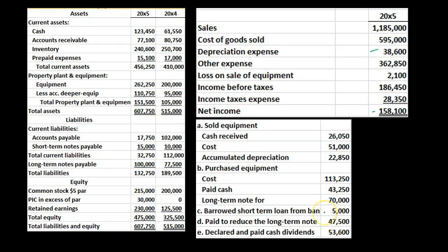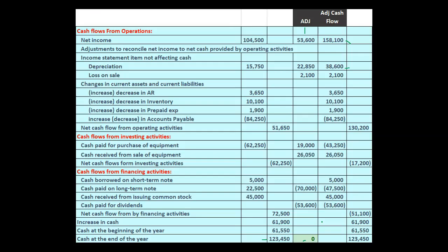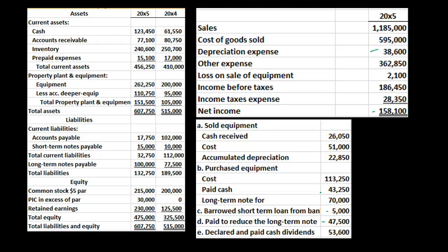We can see that we have some of the additional information. We checked these amounts here on the income statement. Then it says that we borrowed a short-term loan, 5,000. That looks good. Paid to reduce the long-term loan, 47,500. And that now, 47,500 is where we're at there. So that's going to be another one of our major check figures to look through. So it looks like everything ties out.